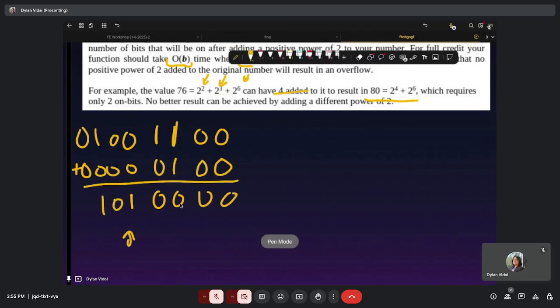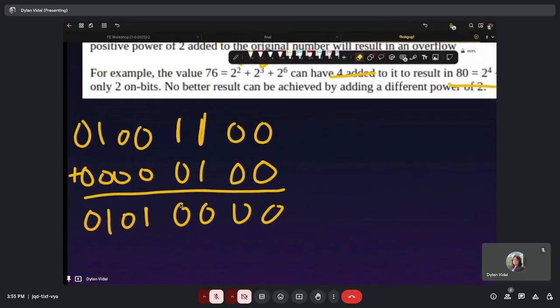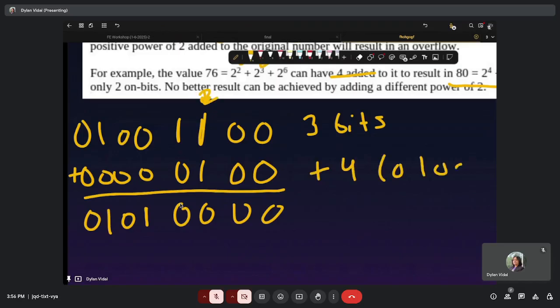All right. So let's start to analyze here what happened. We know that at the start we had 3 bits on, correct? And we added some base of 2, which, again, adding a base of 2 is the same thing as adding a binary digit to some position. In this case, that position is position 2. So we add plus 4, which is just 0, 1, 0, 0, and we're left with 2 bits.